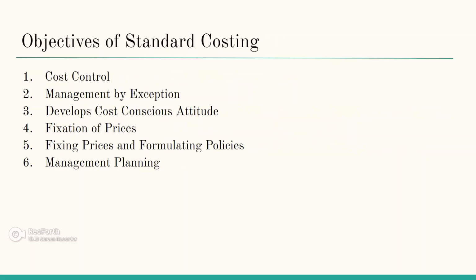Objectives of standard costing. 1. Cost control. The most important objective of standard cost is to help management in cost control. It can be used as a yardstick against which actual cost can be compared to measure efficiency. The management can make comparison of actual costs with the standard costs at periodic intervals and take corrective action to maintain control over costs.